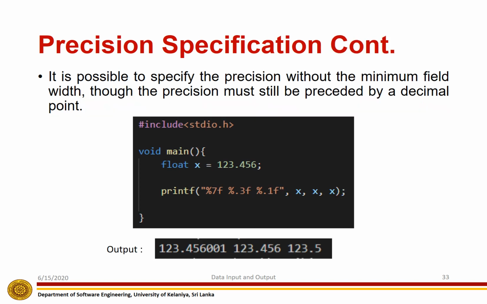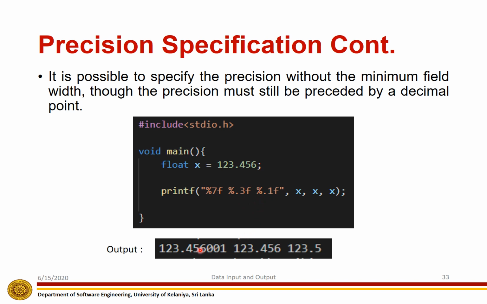A minimum field width specification need not necessarily accompany the precision specification. It is possible to specify the precision without the minimum field width, though the precision must still be preceded by a decimal point. Here is the last example you can see in this slide, but in here the second and third character groups have no minimum field width specification.